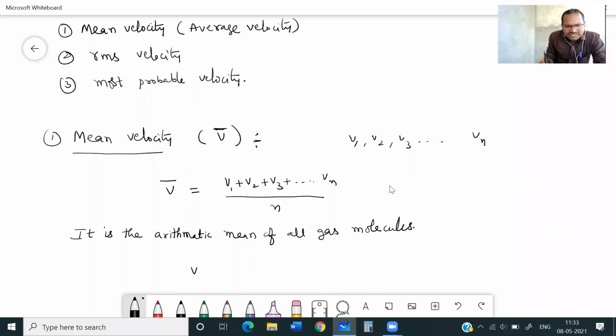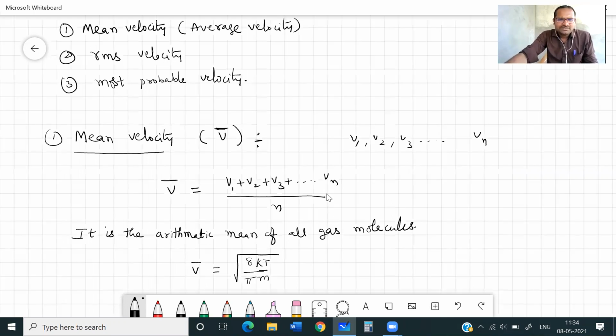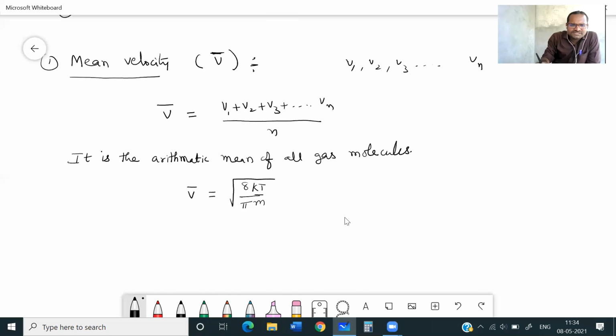And for this mean velocity, we have one formula, and that formula is root 8kT by pi m. Important value you need to remember. Arithmetic mean is the mean velocity of gas molecules. The average velocity of gas molecules formula is root 8kT by pi m.